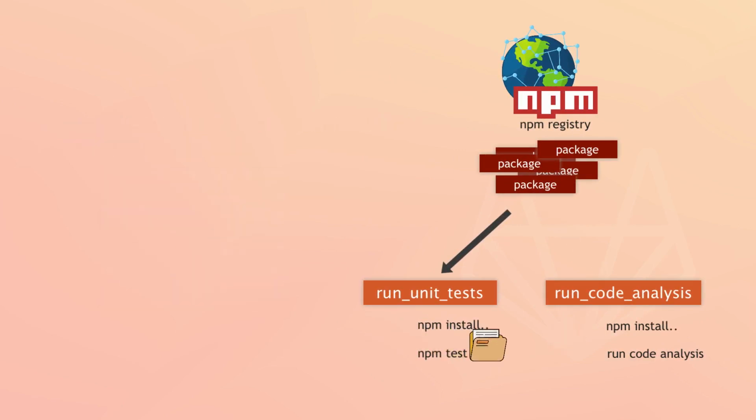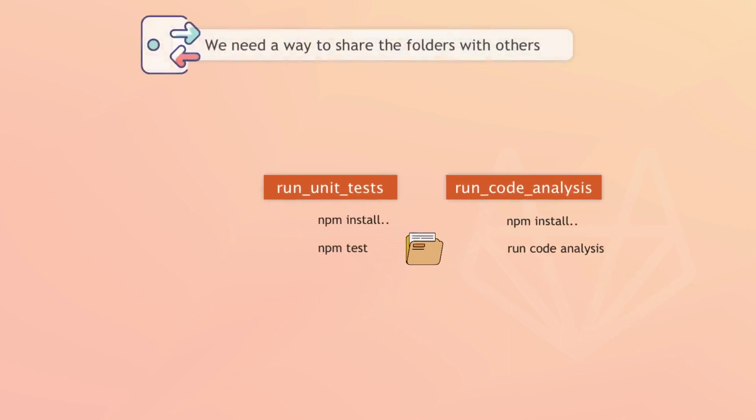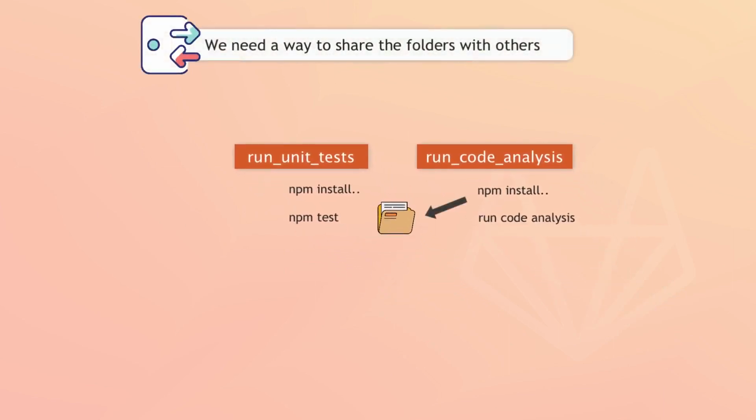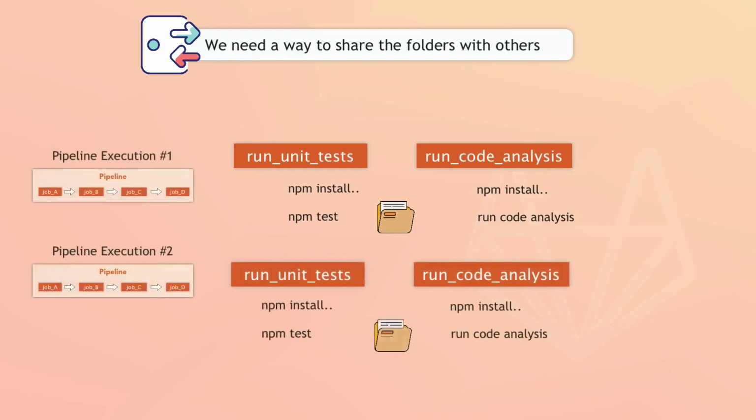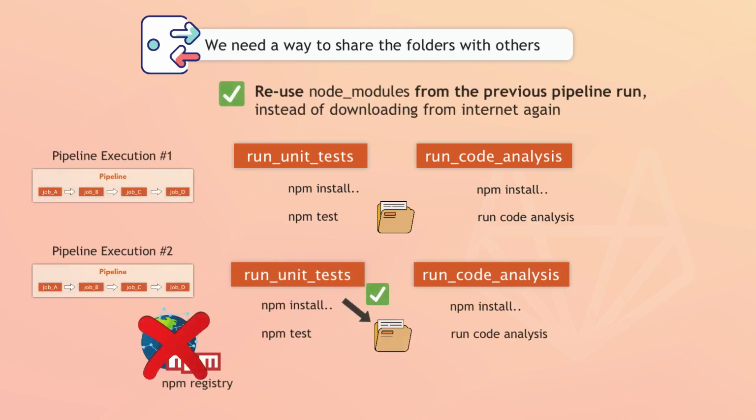So when one job installs the dependencies and creates the node modules folder, we need a way to share this folder with others so they don't have to go through the same process. And at first, this may sound like a use case for artifacts, sharing files or folders between the jobs. However, what we also need is that the next time the pipeline runs, we want to reuse the node modules from the previous pipeline run.